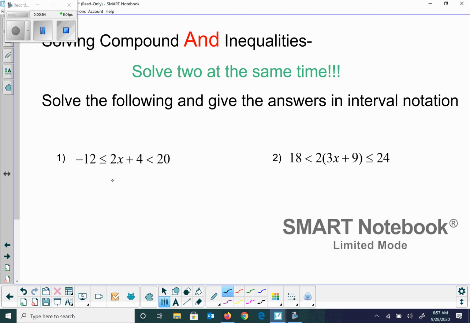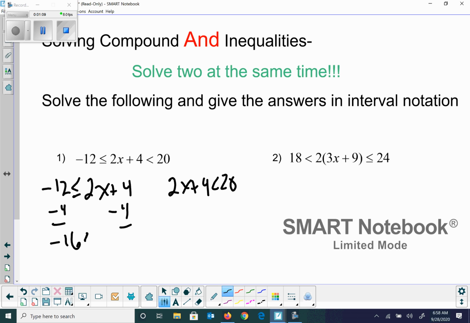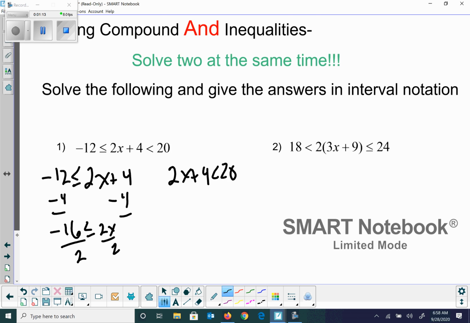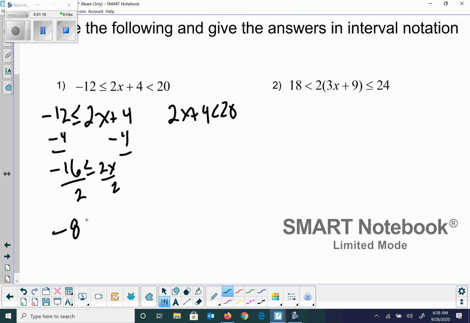All right, so let's solve this inequality. We're going to break this into two problems. The middle goes with both, so write the middle part twice and break it into two problems. Subtract 4, subtract 4. So negative 16 is less than or equal to 2x. Divide by 2. So negative 8 is less than or equal to x.